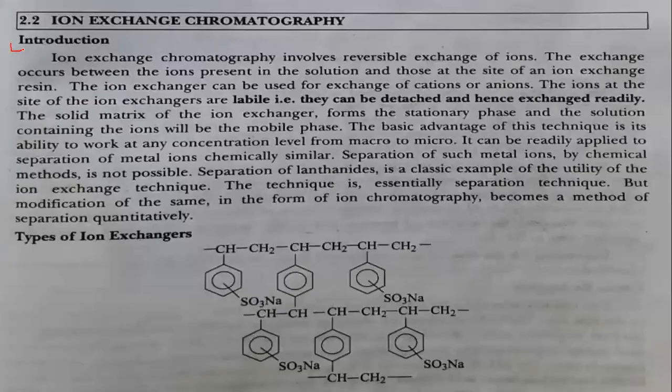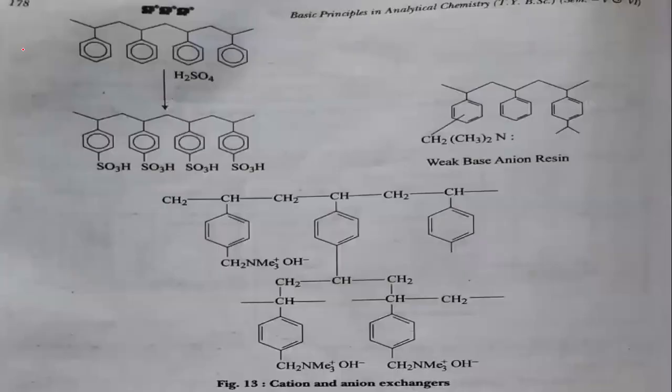This is the structure you can see on your screen. These are the ion exchangers which we are going to use in the column for the separation of ions. These are the chain compounds. When reacted with H2SO4, we get the corresponding acid compounds, and these are the weak base anion resins. So these are the strong resins, and these are the weak anion resins, and these are the structures.